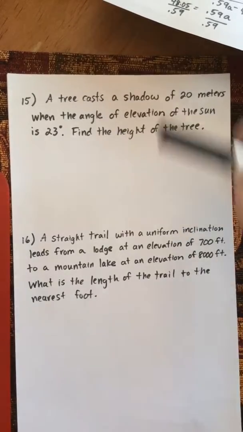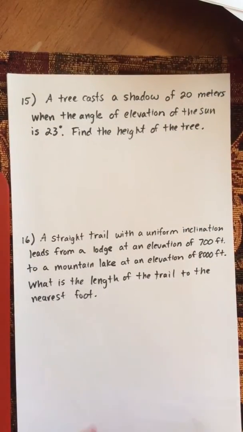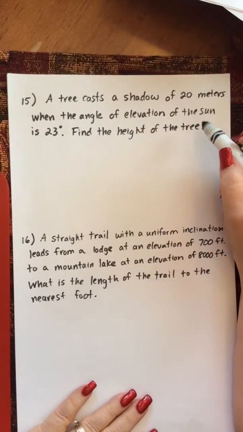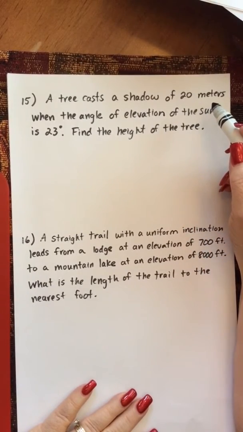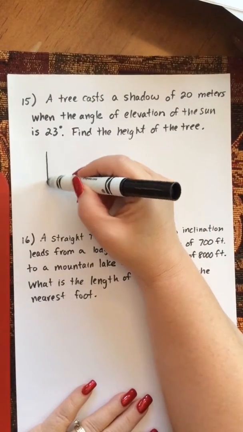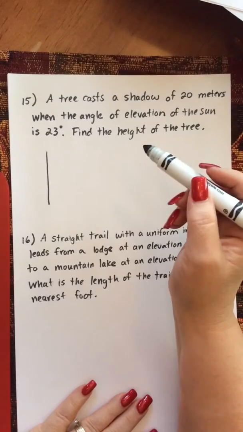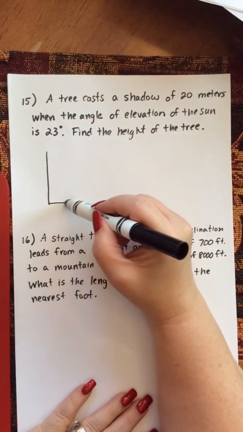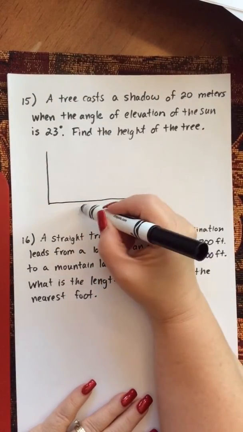Right, some word problems here. It says a tree casts a shadow of 20 meters when the angle of elevation of the sun is 23 degrees. Find the height of the tree. So let's say I make the tree over here, and it casts a shadow of 20 meters.